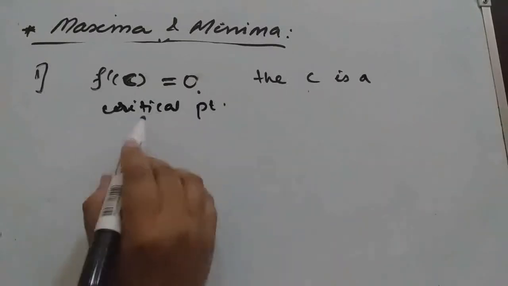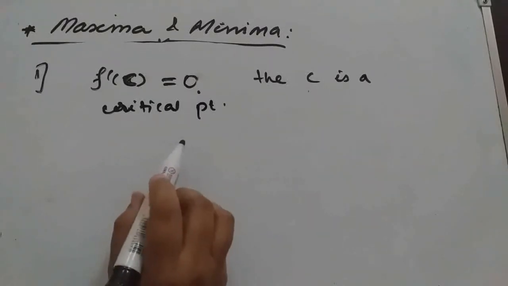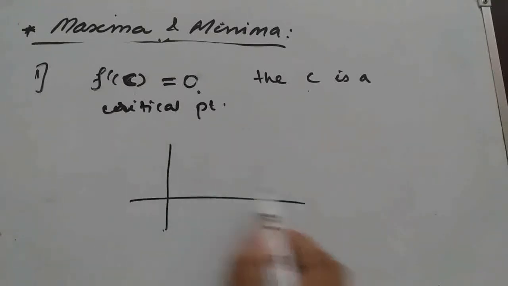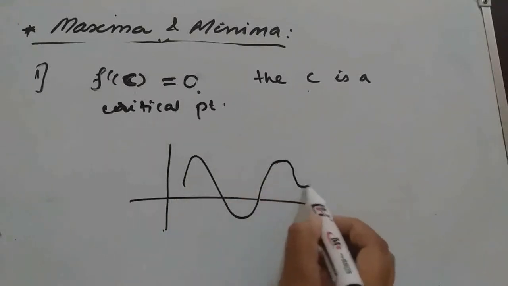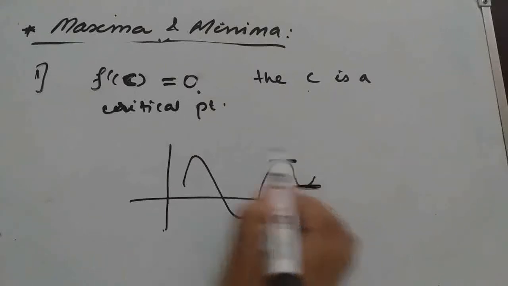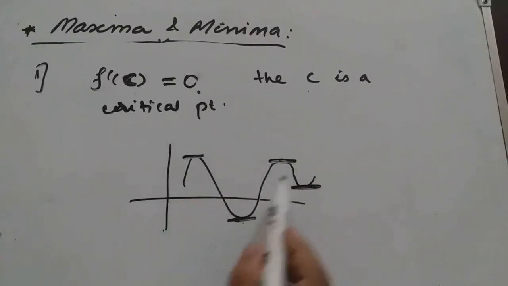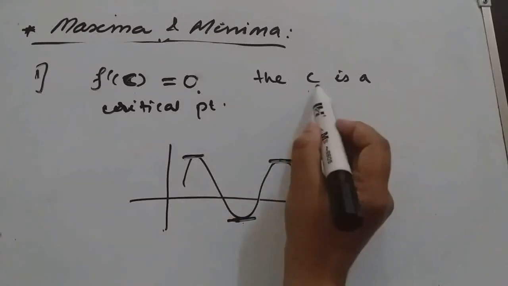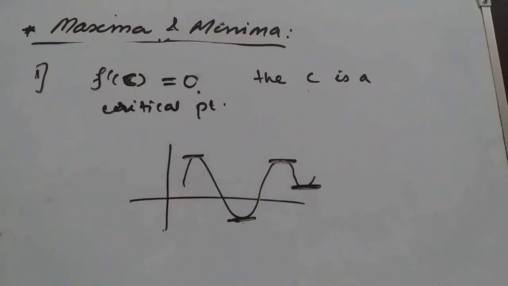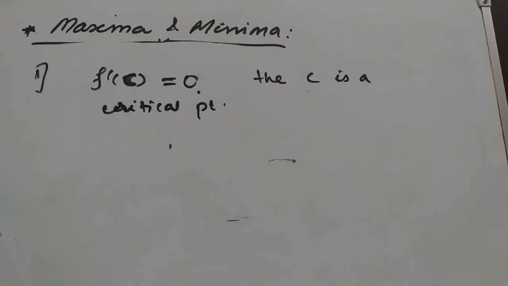See, critical point means either it can have a maximum or a minimum, because we saw in the graph here also f dash of c is 0, here also, here also. So any maxima or minima is not decided yet. Okay, so we can say critical point.